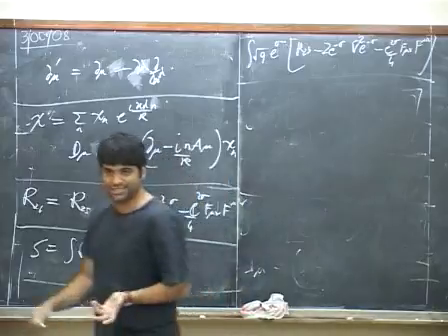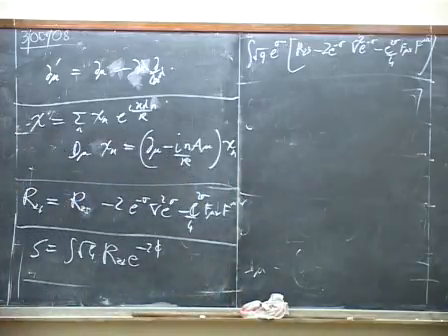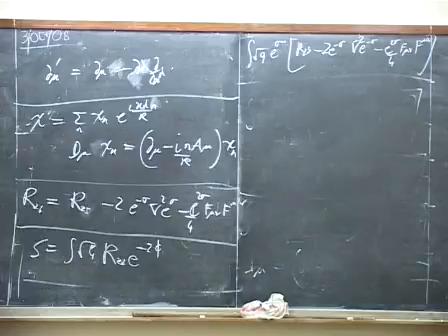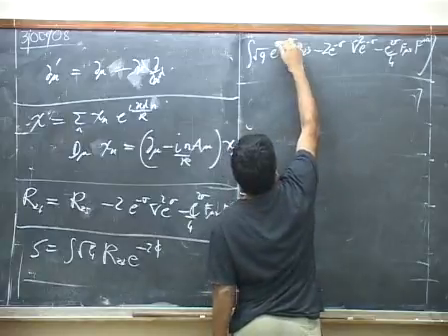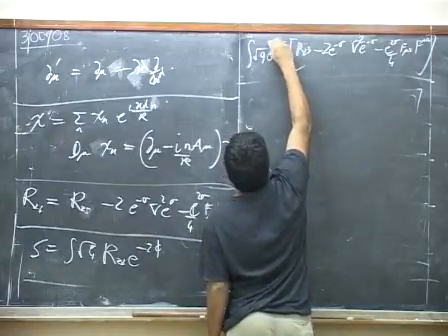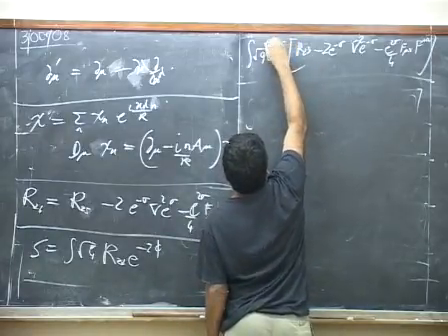F squared, of course, you understand, right? It's the gauge field strength. Everything has an e to the power minus 2 phi.